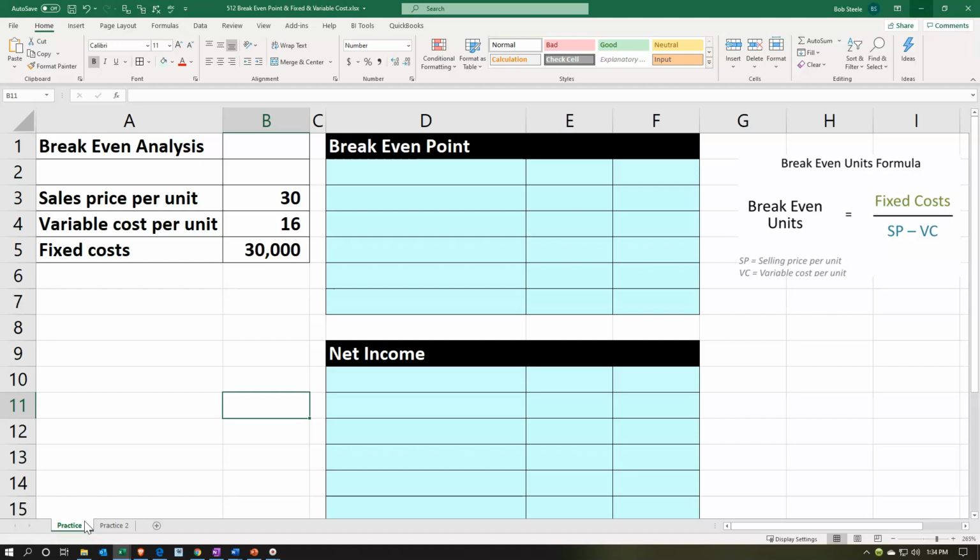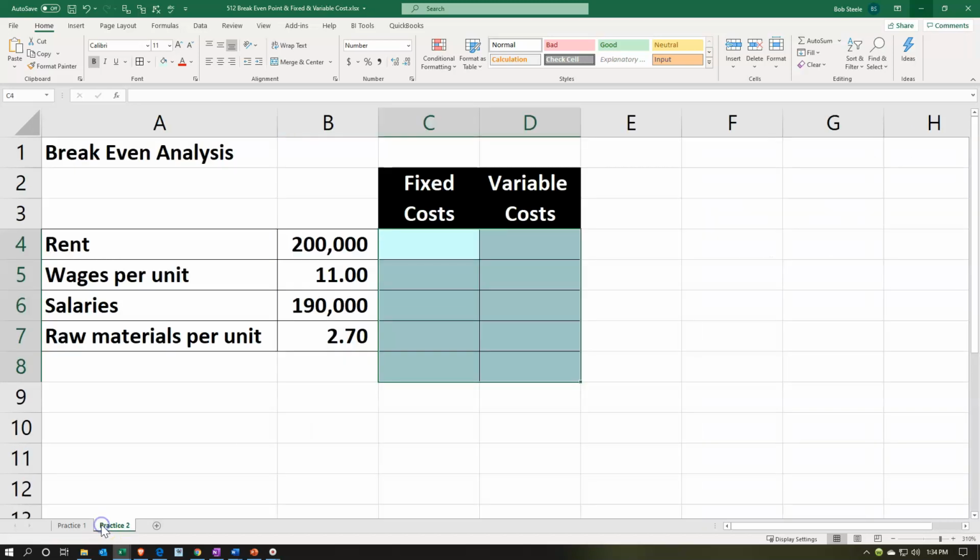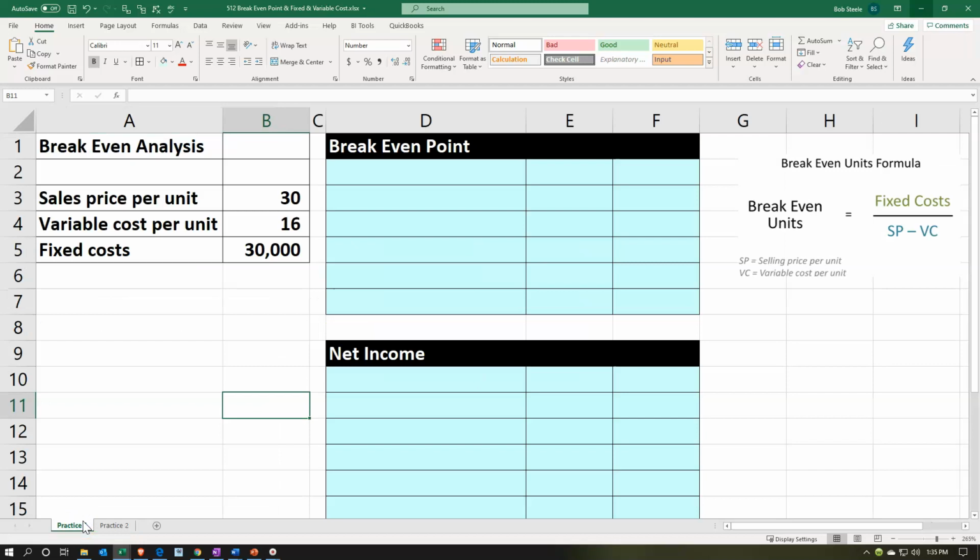This is going to be the first tab where we will work a break-even point analysis problem, very similar to a prior presentation. Then we're going to take a look at this second tab here, which will be going into the fixed cost and variable cost allocation quickly. To review that, we'll go a little bit faster back to the first tab for the break-even point.